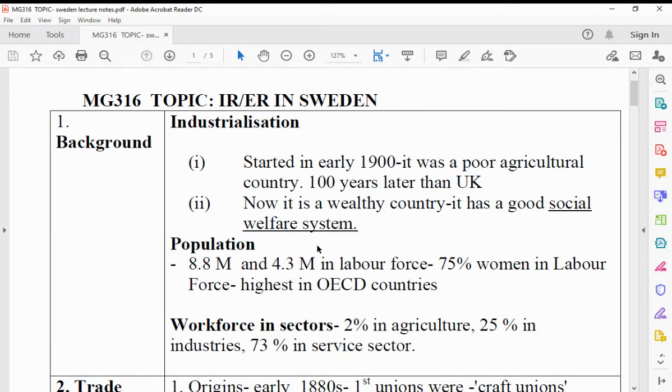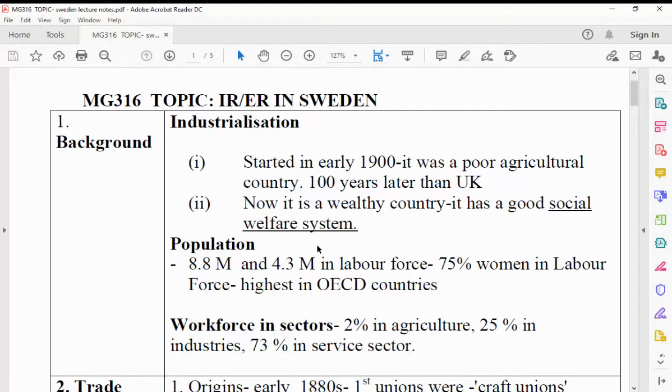Currently, Sweden is a wealthy country. It has a good social welfare system. And how does it have a good social welfare system? It is because the income tax rate is really high in Sweden. I think almost 44% or close to 44% of your income is taxed and given to the government.